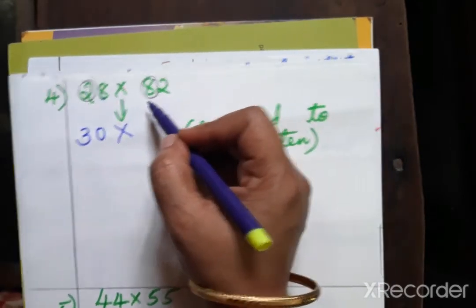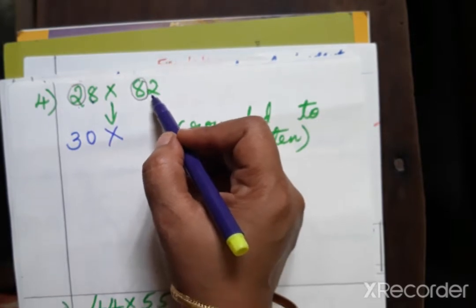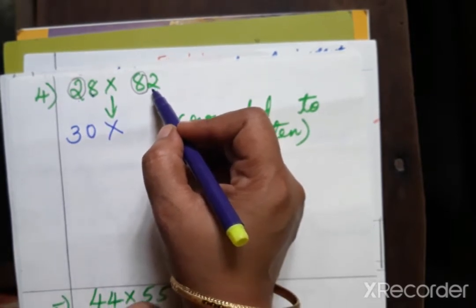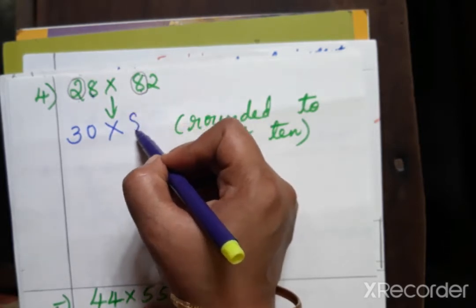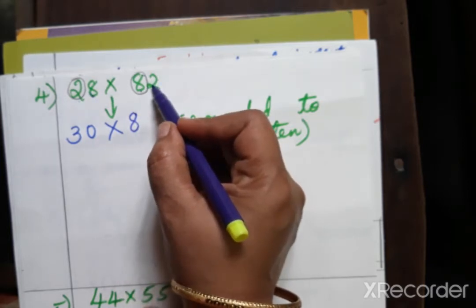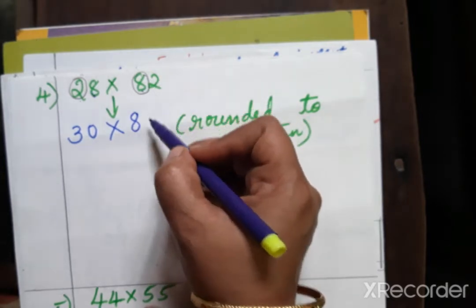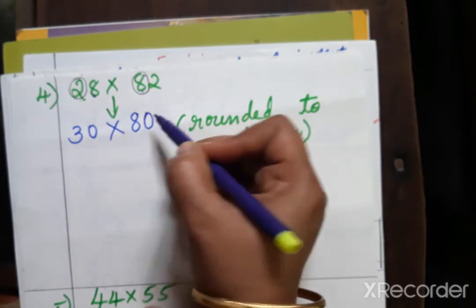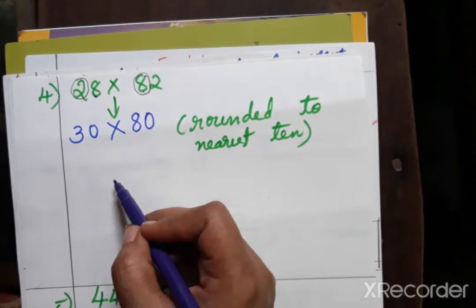Now 8 we have to round, 8 in the tens place. Knock on the next door and ask, do you have 5 rupees or greater than 5 rupees? Here 2 is less than 5, so he can't help. Then 8 remains the same as it is, no changes, because our friend has only 2 rupees, not 5 or greater than 5. So this number stays the same, and once the door is knocked, that person becomes poor. So 30 into 80 is rounded to the nearest tens place.